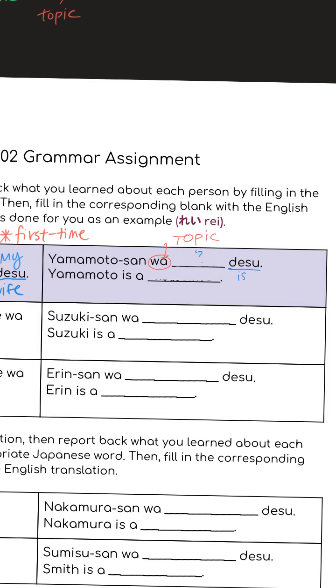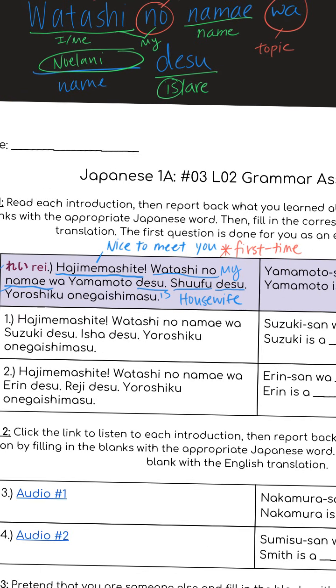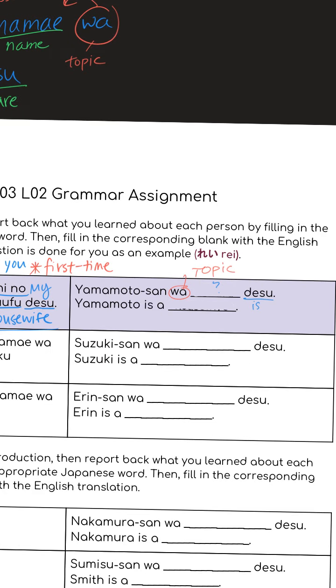What is Yamamoto-san? Let's look back at the introduction. Hajimemashite, watashi no namae wa Yamamoto desu. Shufu desu. Ah, shufu desu. Yamamoto-san is a shufu, or a housewife. So we can say Yamamoto-san wa shufu desu. So let's just go ahead and erase this real quick. Okay, so Yamamoto-san wa shufu desu.